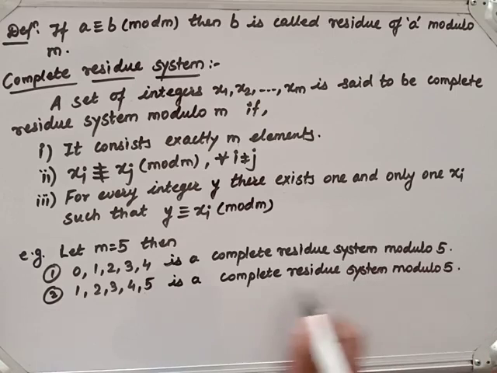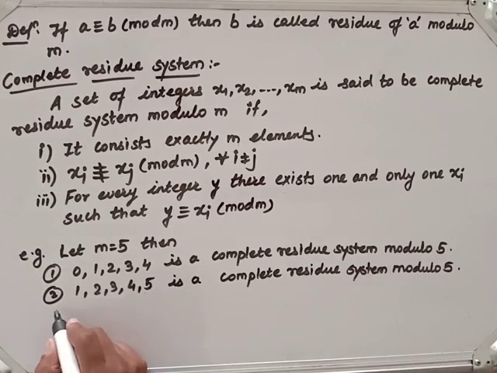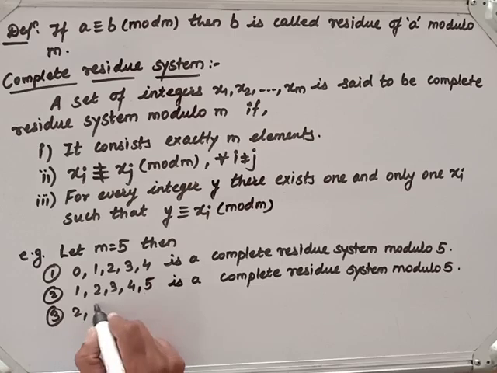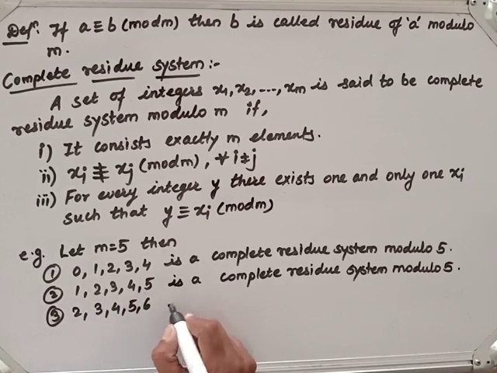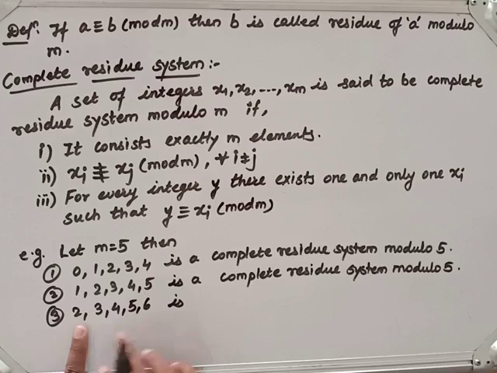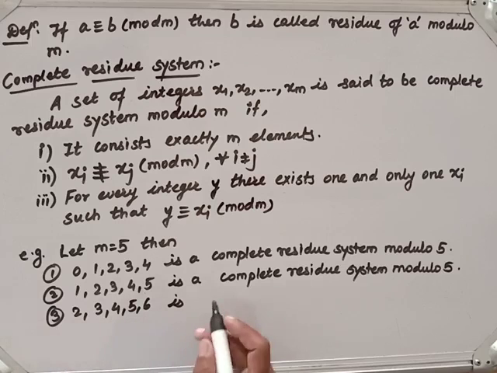Modulo what? 5. Now let us check for 3, 4, 5 and 6. What about this? If we check this, these are also 5 elements. Now 2 is not congruent to 3, 2 is not congruent to 4 modulo 5, 2 is not congruent to 5 modulo 5, 2 is not congruent to 6 modulo 5. Similarly you can check for others.